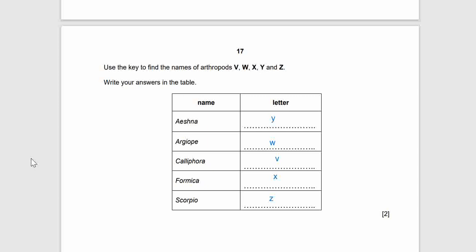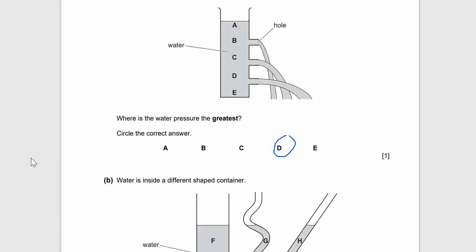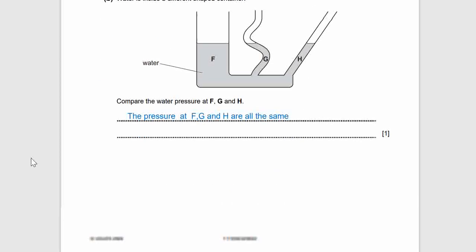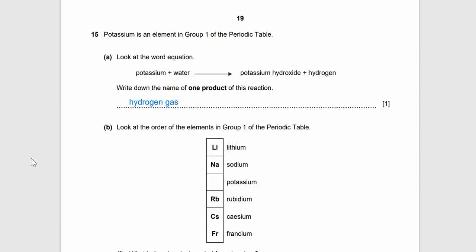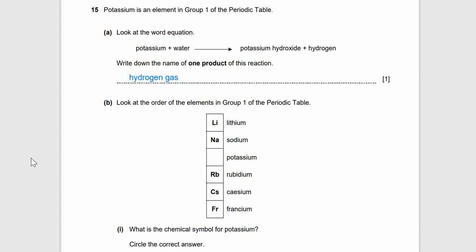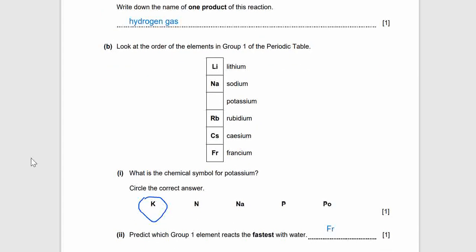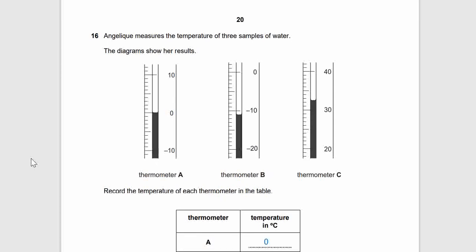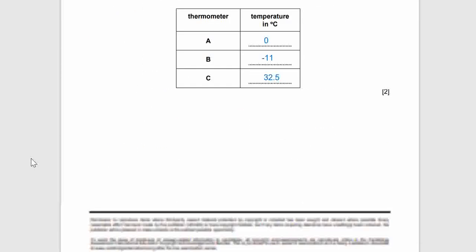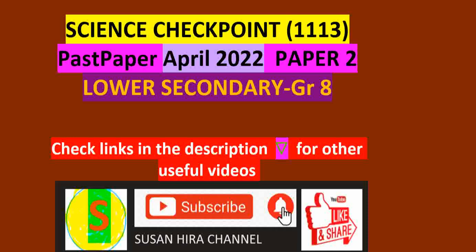13, followed by 14, A and 14B, and 15A and B, and B part 1 and 2, and followed by question 16. Yeah, that's it. So today we have discussed Science Checkpoint Past Paper April 2022, Paper 2, with the past paper code 113, for lower secondary, grade 8 or year 9.